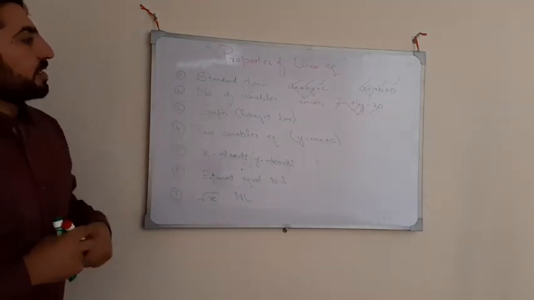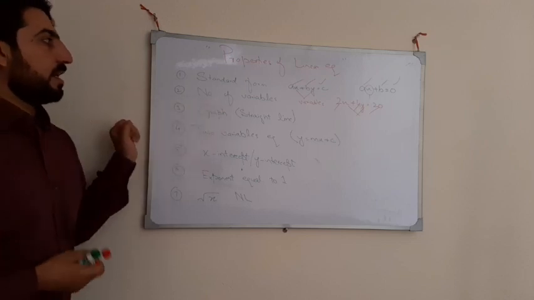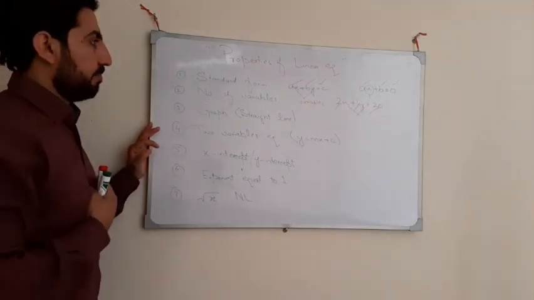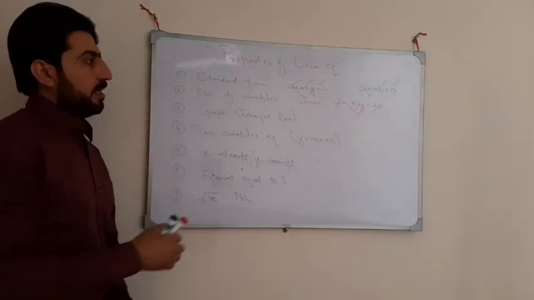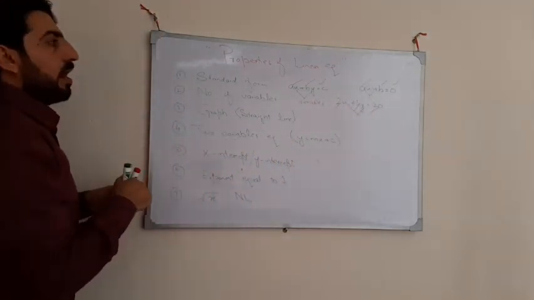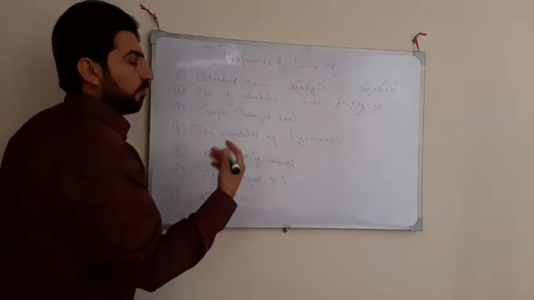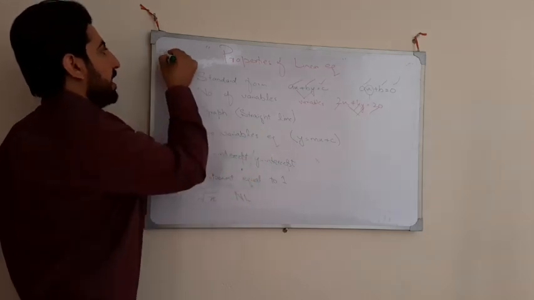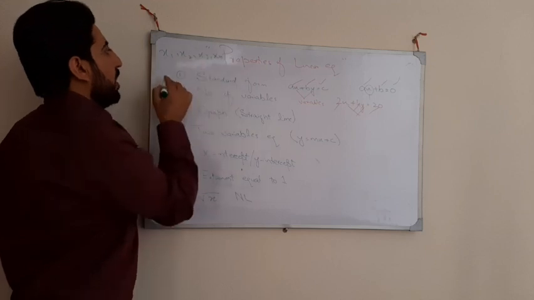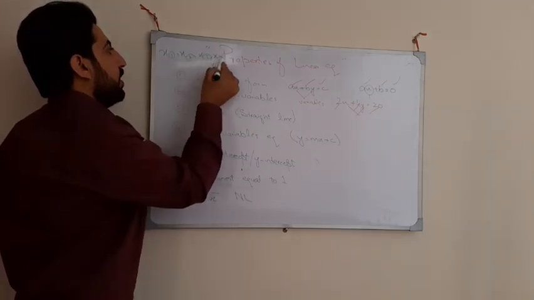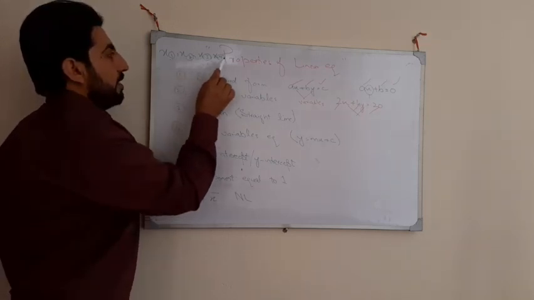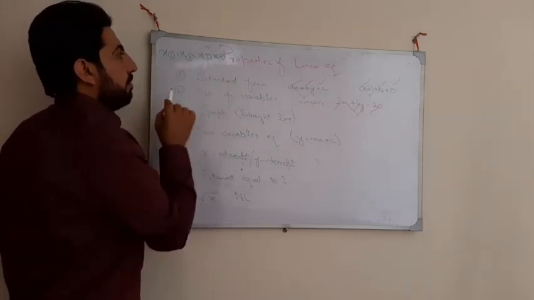The second property of a linear equation is that a linear equation can have any number of variables. Here we have two variables, here we have one variable. We can also have more than one or two variables, such as x1, x2, x3 and x4. These 1, 2, 3, 4 are not powers. They are used for labels. They are just labeling the variables.